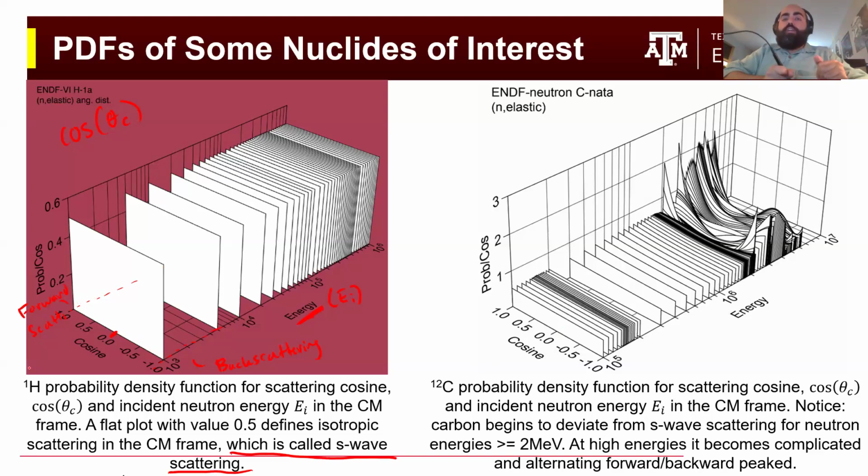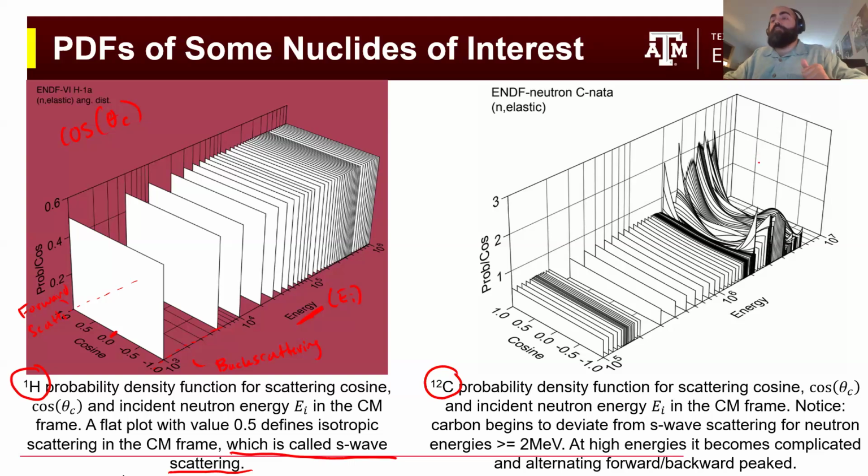So hydrogen is important because that's a big moderator, right? All of our light water reactors use water as a moderator, and it's mostly hydrogen that's participating in that moderating process. Here's carbon-12. It's the same exact plot, but for different nuclides, you get different distributions.